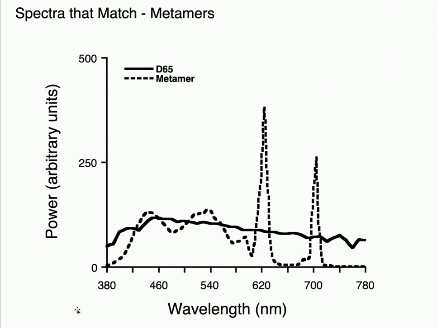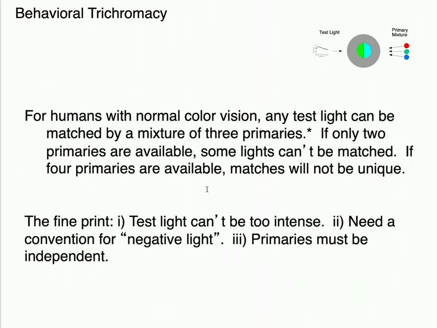And just to summarize all that, again, this is probably familiar given what we talked about this morning. Behavioral trichromacy we can state as: for humans with normal color vision, any test light can be matched by a mixture of 3 primaries, with a little asterisk for the fine print. It's also true that if only 2 primaries are available, some lights can't be matched.